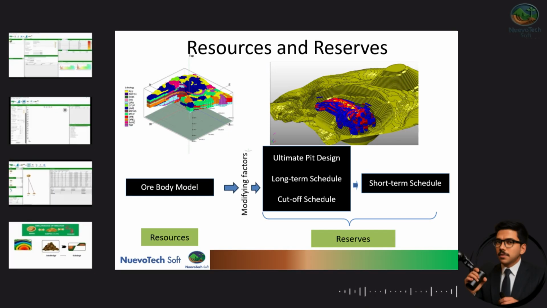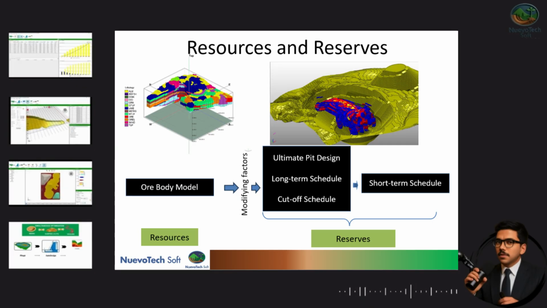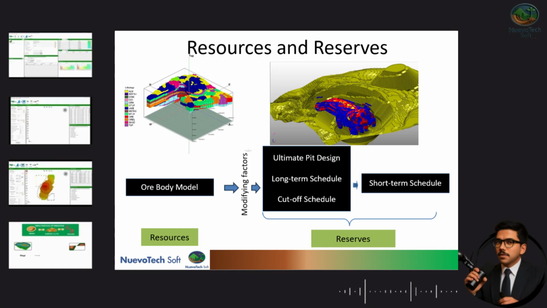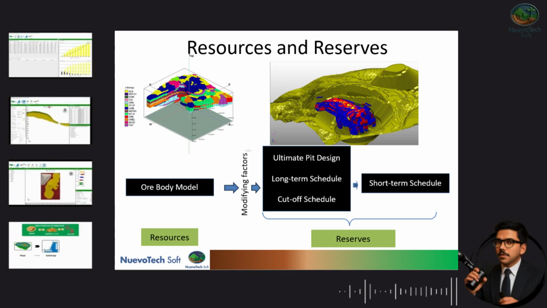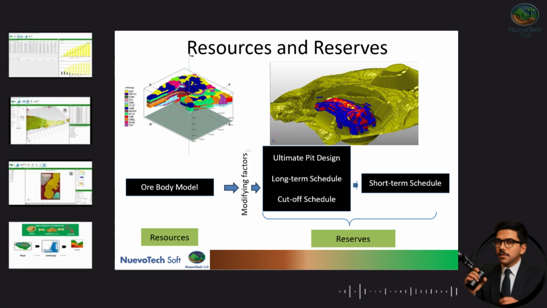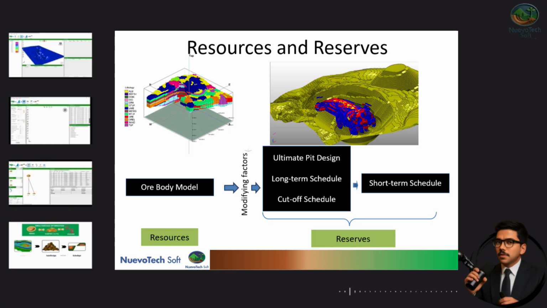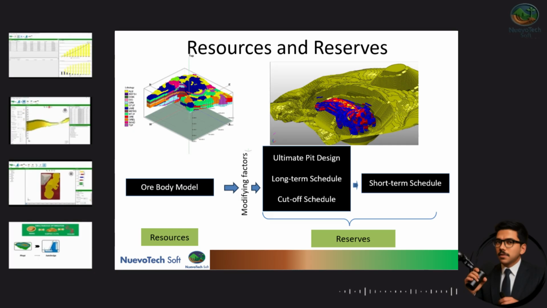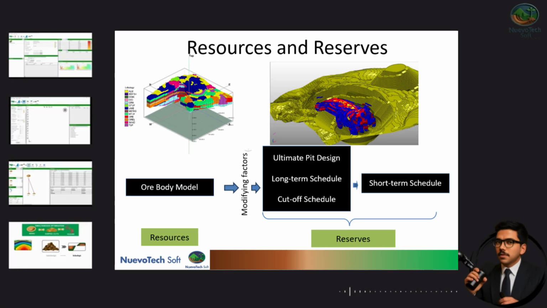Here we see an overview of the strategic planning workflow. It starts with defining resources and reserves and flows through to the orebody model, ultimate pit design, and various schedules. In practice, once you have drill results, the first big step is to create an orebody model, which basically maps out where the mineralization is. Then we use that to design the ultimate pit. In an open pit scenario, this is where we shape the final pit boundary that we won't expand beyond. The schedules, long-term, cutoff, and short-term, come next, figuring out how we mine that pit over time.